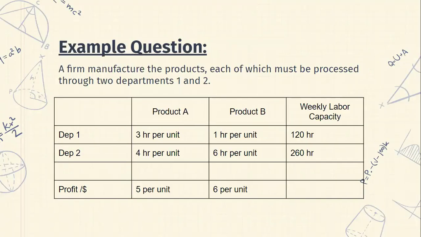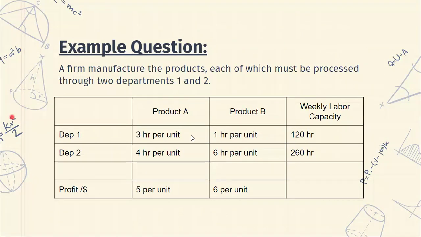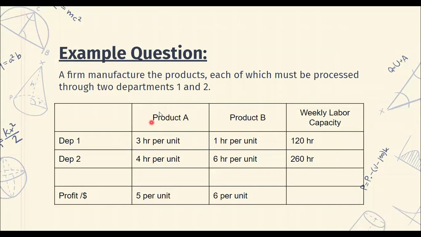Now we have an example question in front of us. A firm manufactures two products, each of which must be processed in two departments, Department 1 and Department 2. As you can see, we have two departments, Department 1 and Department 2, and we have two products, product A and product B.